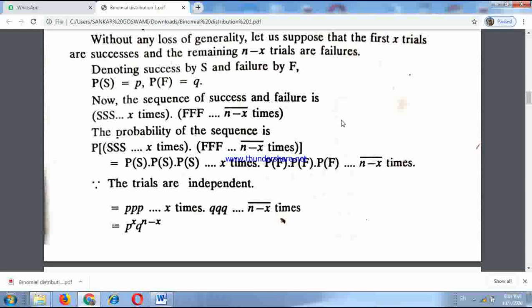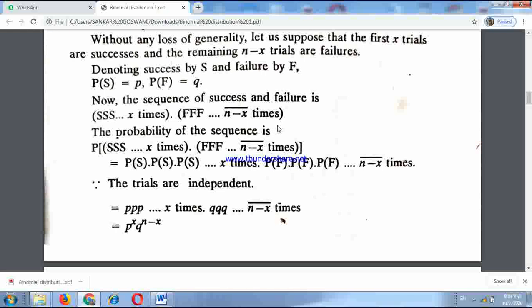Now see, I already said this is one of the possibilities of getting X successes in n trials. Now plenty of other possibilities are there. Now my question is, how many possibilities are there to get X successes in n trials? Actually, if we apply the concept of combination, there are nCx possibilities. That means there are nCx possible sequences where we get X successes and n minus X failures.